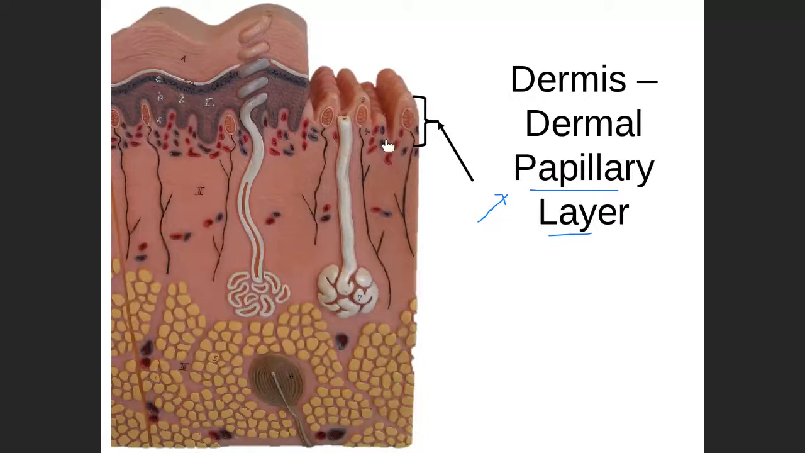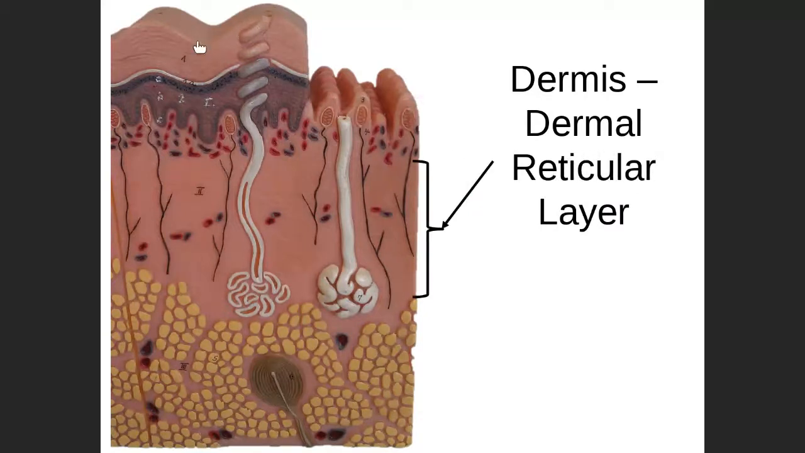As you can see here, the papillary layer has these little bumps or ridges in it. It's the smaller of the 2 layers of the dermis. The layer that's deeper to it is called the reticular layer. That's the larger of the 2 layers. You can call it the dermal reticular layer, fine, or you can just call it the reticular layer. That's the deeper of the 2.